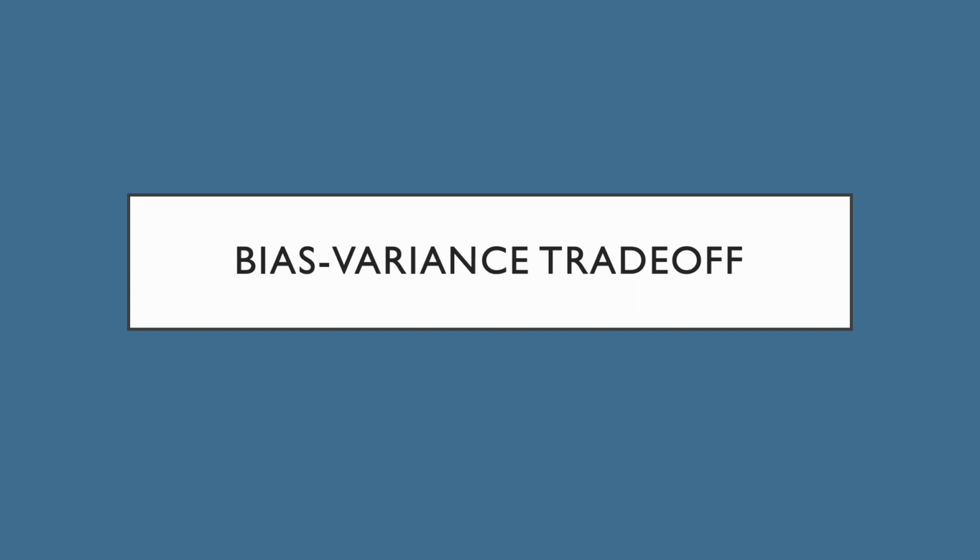Today we are discussing bias variance trade-off. Actually, it's bias variance error trade-off, since the actual trade-off is on the error metric. Let's start by defining the two important terms here, bias and variance.